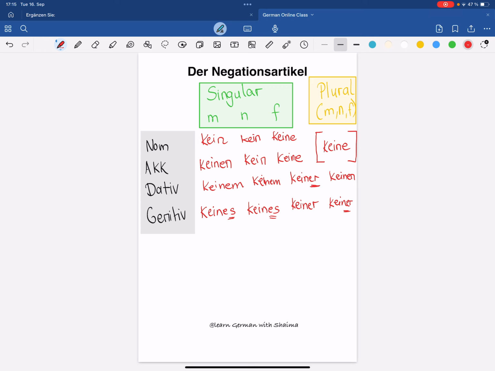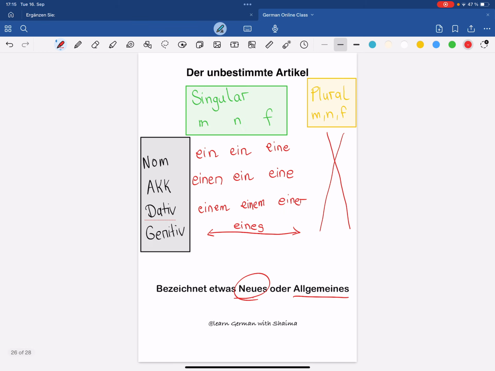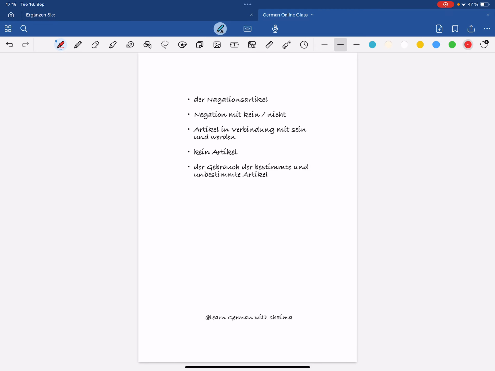I hope it was a little clear, but you have to learn these charts on your fingertips so that it is easier for you to switch between which article you have to use when.